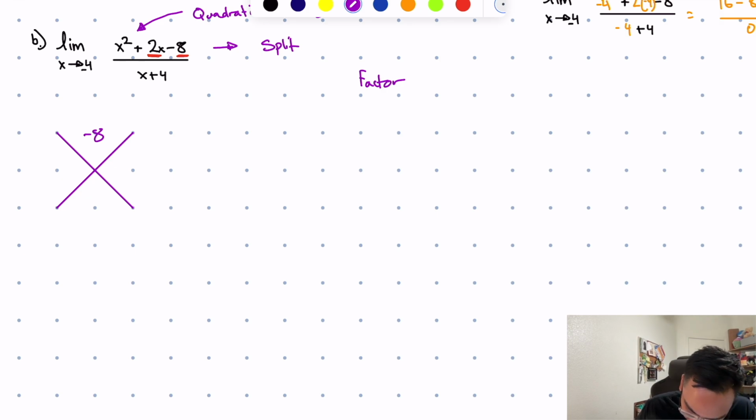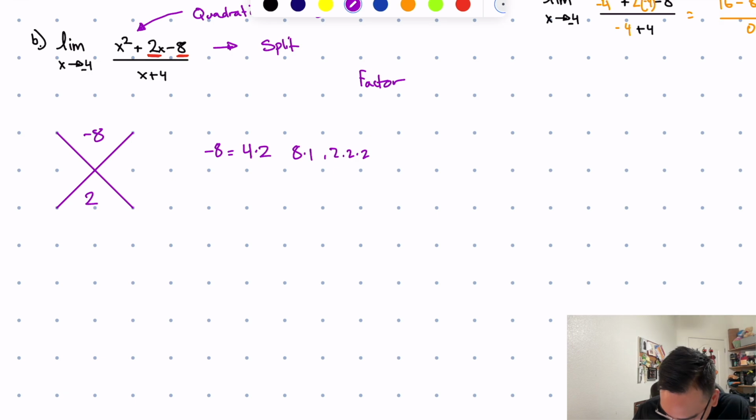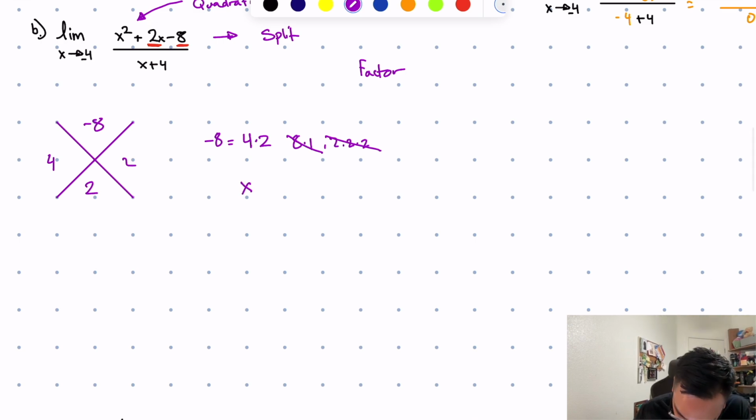Negative 8. Signs are very important, so make sure you keep your signs. So it has to multiply to negative 8 and add to 2. If we find the multiples of 8, we're going to find 4 times 2, 8 times 1, and 2 times 2 times 2. Now, we can't do 2 times 2 times 2. It can't be 8 times 1. It has to be 4 times 2. So 4 times 2.